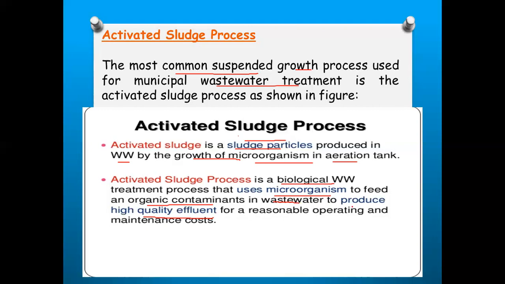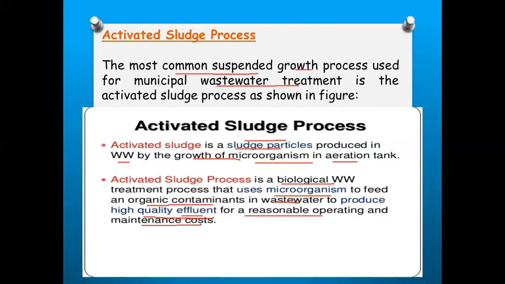They produce high quality effluent for reasonable operating and maintenance cost. So this is simply the meaning of the activated sludge process. It produces high quality effluent, meaning treated wastewater, for reasonable operating and maintenance cost.